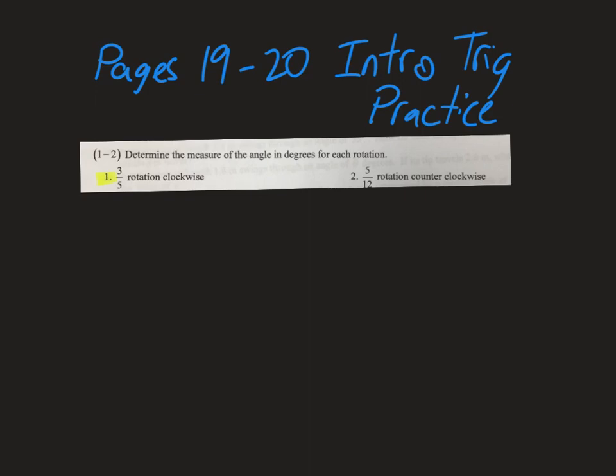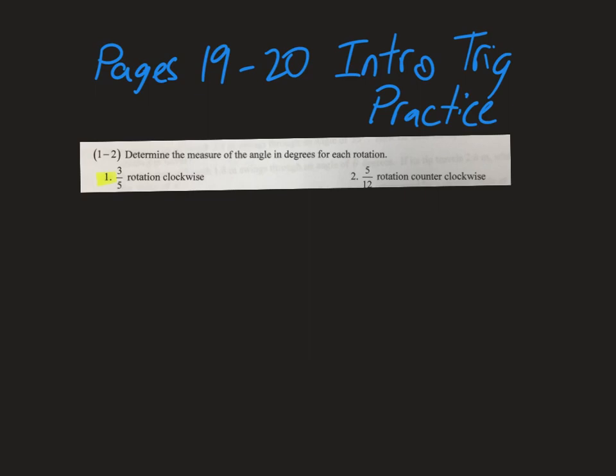So for the first two questions, I'm going to look at number one. It says determine the measure of these angles in degrees for each rotation. And they've actually given them to us in rotations. So remember, a rotation is like a full circle. All right. So this has gone 3/5 of the way around the circle.